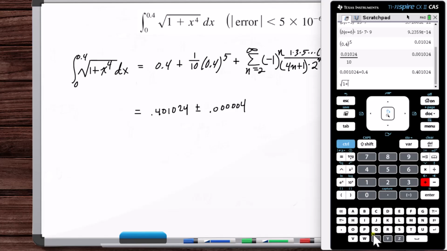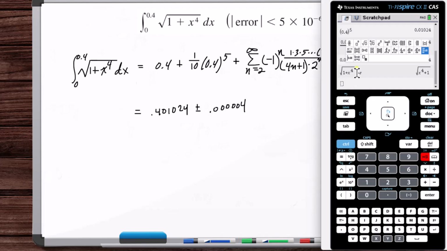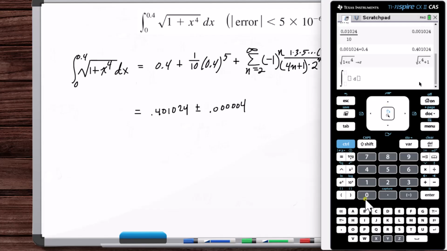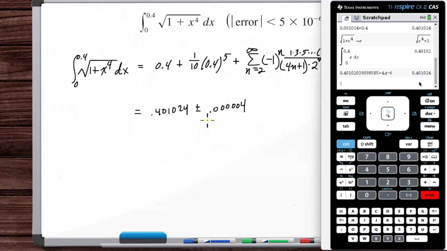So let's actually get the exact, let's check that. I might have checked this already, but let's do it again. So we'll store this as E, and then going from 0 to 0.4, E, 0.40102, let's add. There you go. We were actually exactly 0.04 times 10 to the minus 6 below the answer.